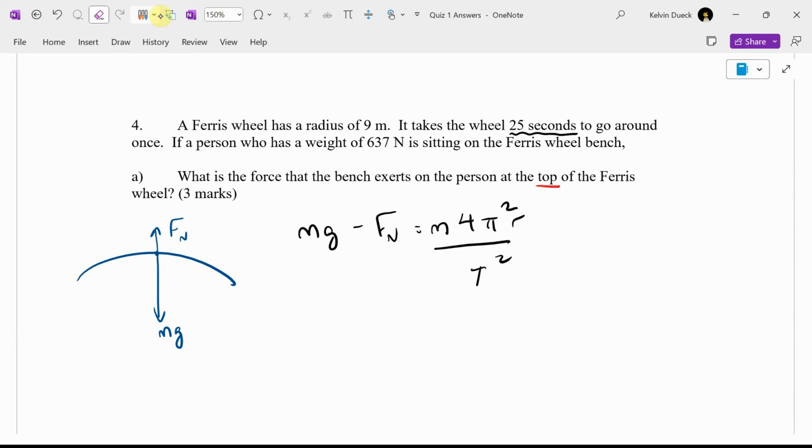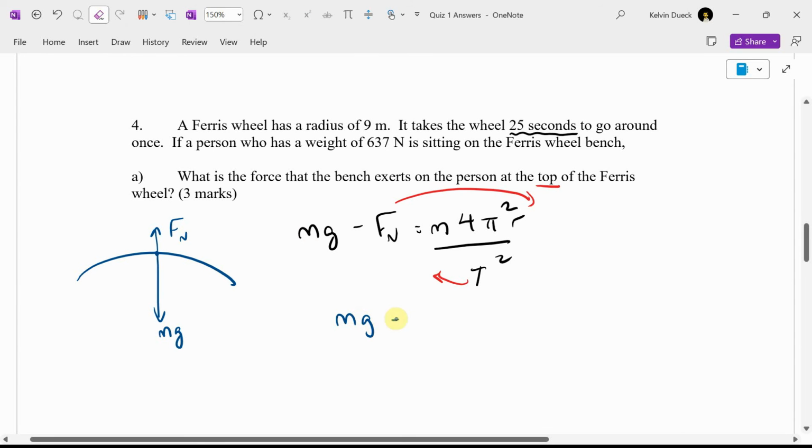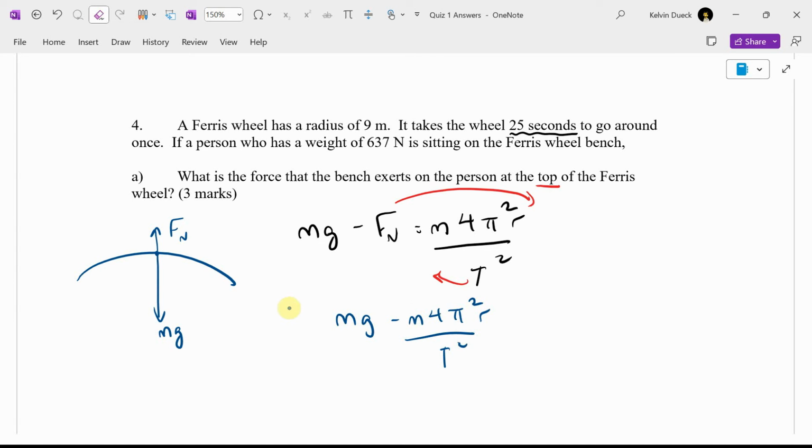They want me to find the normal force. So, Caden, I did a quick swappy dance to get the Fn by itself. And when I did that, I ended up with mg minus m 4 pi squared r over T squared. That equals, and I put the normal force on the left because that's where I like to see it by itself. I did a quick check.